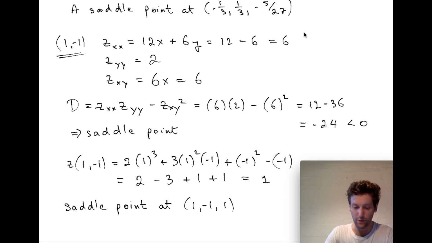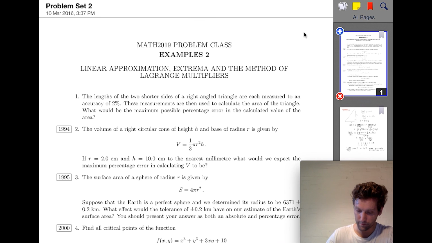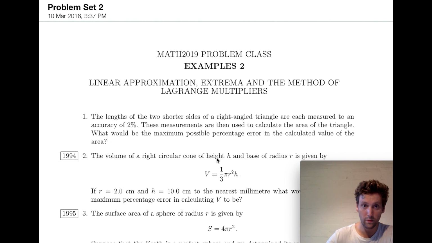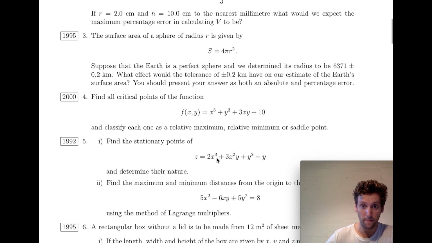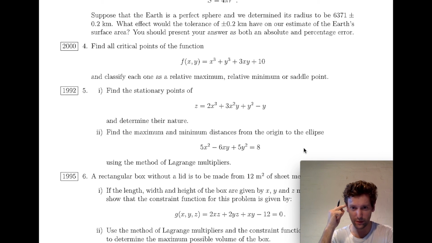Okay, so that's question 5, part 1. Let's take a look now at question 5, part 2. Question 5, part 2 is: find the maximum and minimum distances from the origin to the ellipse 5x squared minus 6xy plus 5y squared equals 8. We're going to use the method of Lagrange multipliers to do this.